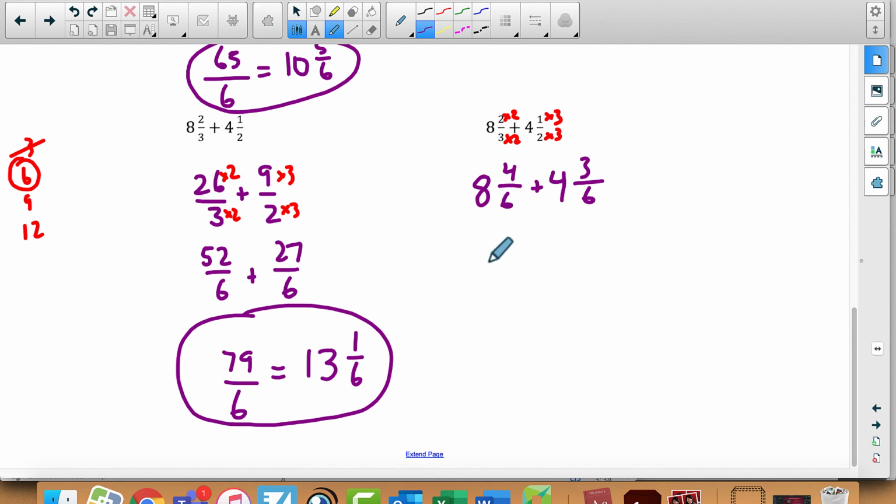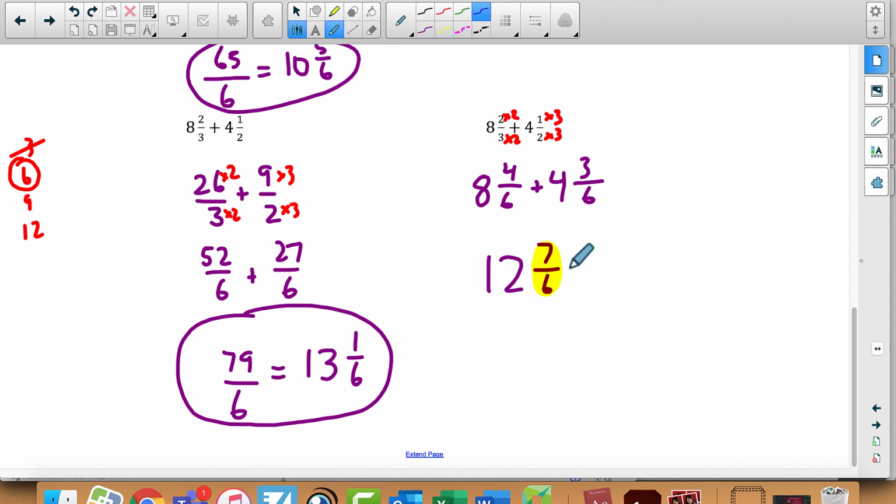8 plus 4, for the big numbers, is 12. 4, 6 plus 3, 6. Keep the denominator the same, add 4 and 3, you get 7. What? We didn't get the same answer. Why not? Because this is improper, right? This is no good. You don't want improper in a mixed fraction.